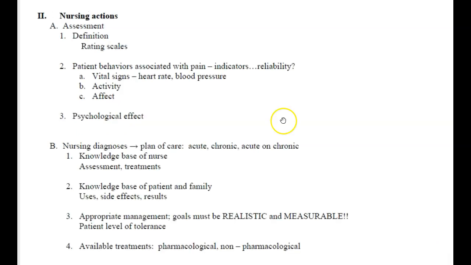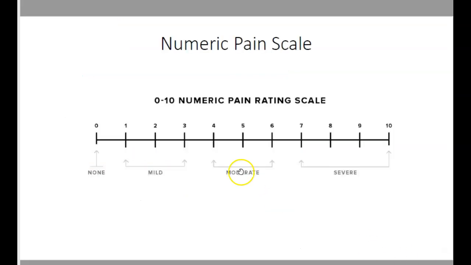Nursing actions. In our assessments, we have some rating scales. These are scales meant to rate the pain level. There are different kinds depending on the patient, age group, and sometimes it's also dependent on the facility itself. This is an example of a numeric pain scale. This is what we often see or use at the hospitals. It's the scale that's 0 to 10, 0 being none and 10 being worst or severe pain. As you can see, it's rated from a 0 to 10 scale.